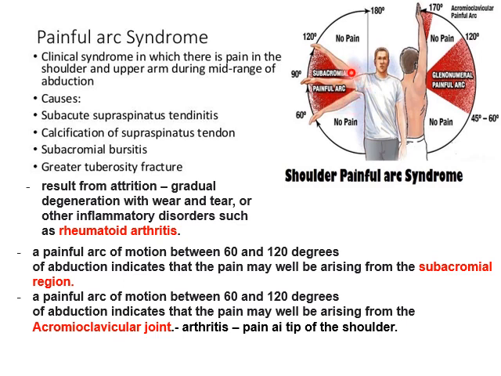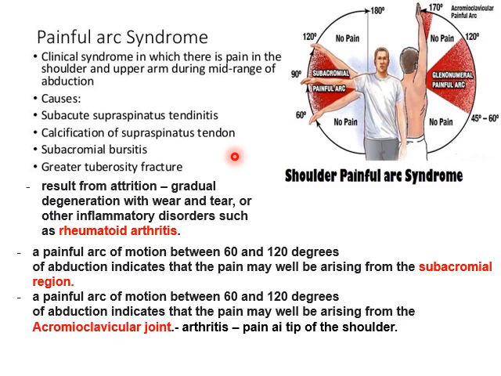So if, when you ask the patient to abduct his arm, he feels pain in this range of abduction, the pathology is beneath the acromion process, that is beneath the coracoacromial arch, which can be due to all these structures.